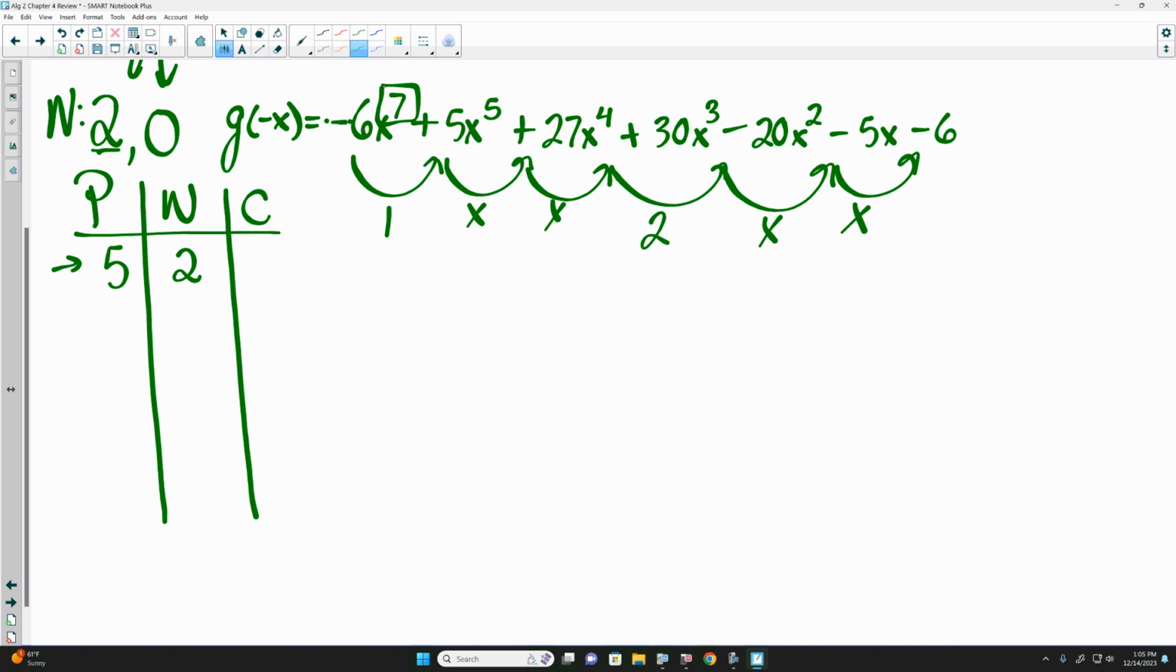Now the total of solutions, the total that this should always equal, is the same as the degree, which is 7. 5 plus 2 is 7, so how many are we missing? None, so there are 0 complex. We have all 7 solutions.